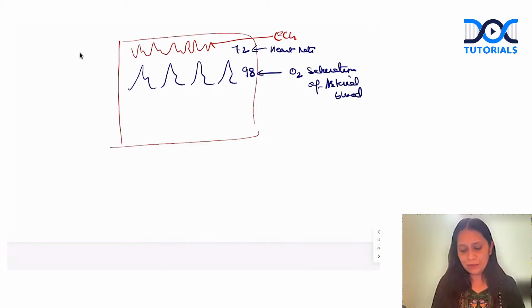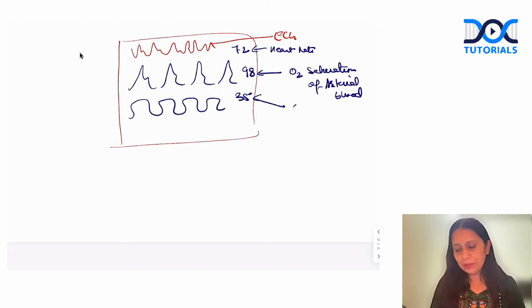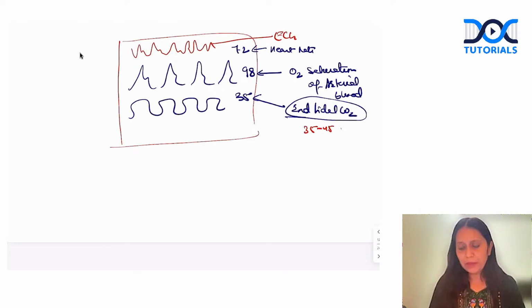And then we have this capnograph, and beside this written 35. What does it represent? This represents end tidal carbon dioxide, end expired carbon dioxide. Normal value is between 35 to 45. And then it is written here 109 by 80, right? And even a mean blood pressure is written. So this is systolic, this is diastolic, and mean blood pressure. And here the temperature of the patient would be written.